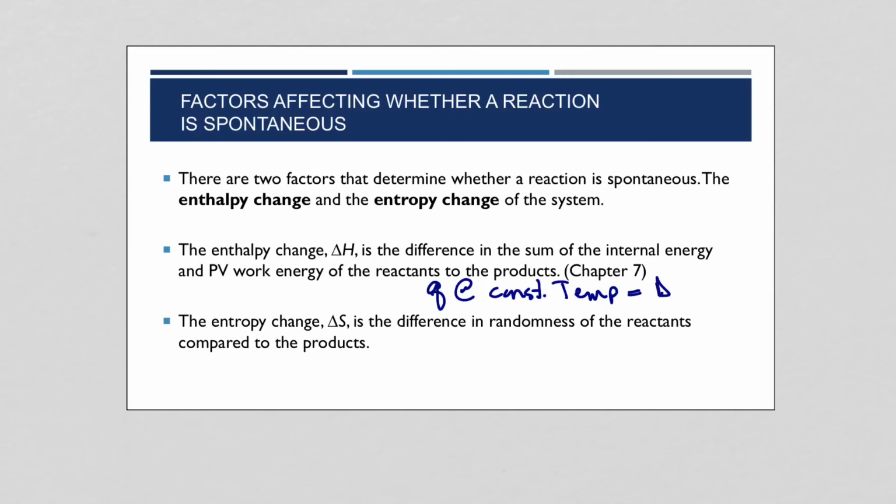at constant pressure equaled delta H. So we looked at the heat flow at constant pressure equaling our enthalpy. Now, the entropy, as we've just discovered, is the difference in randomness or energy dispersal of the reactants compared to the products. Whether that gets higher or lower determines our delta S.